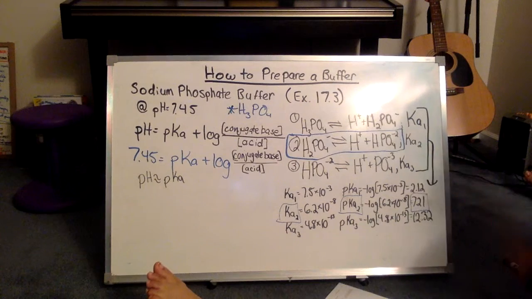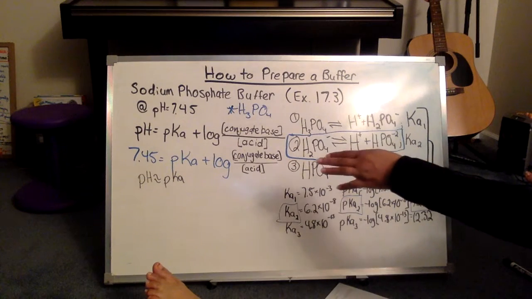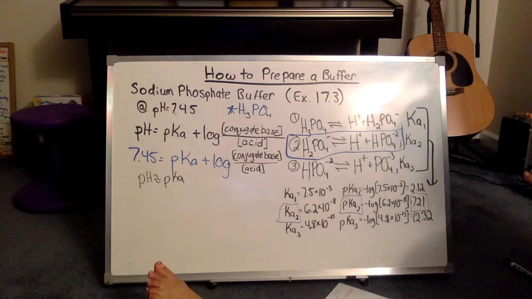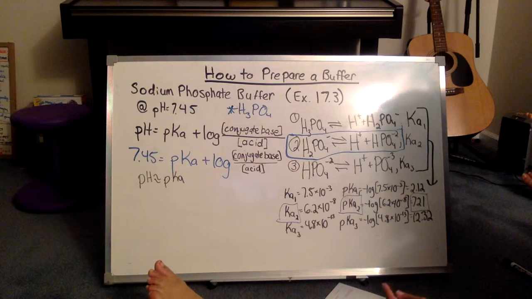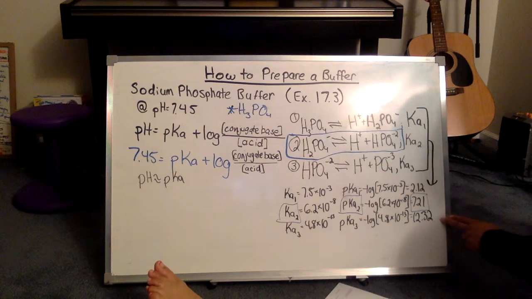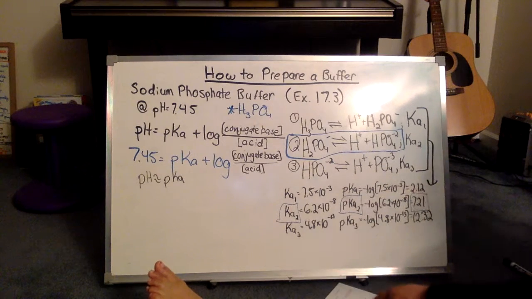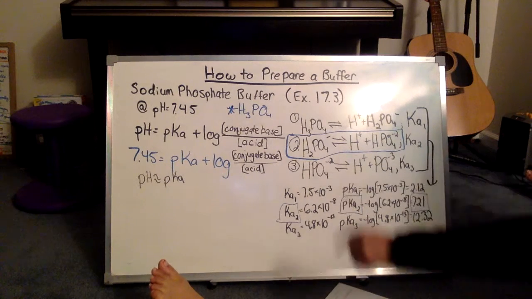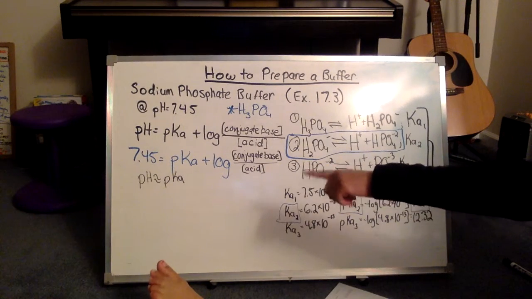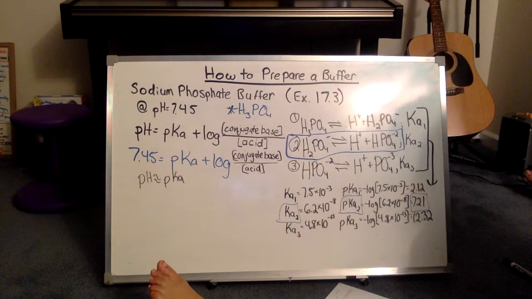So we're going to use the second reaction to calculate the ratio of conjugate base and acid that we need so we can make our buffer. For example, if we wanted to make a buffer that was very acidic, with a much lower pH, then we would use pKa1. If we wanted to make a buffer that was extremely basic, then we would use pKa3. But we know we want it to be close to 7.45, so we're going to use the second equation to plug into our Henderson-Hasselbalch equation. All right, so let's do that.